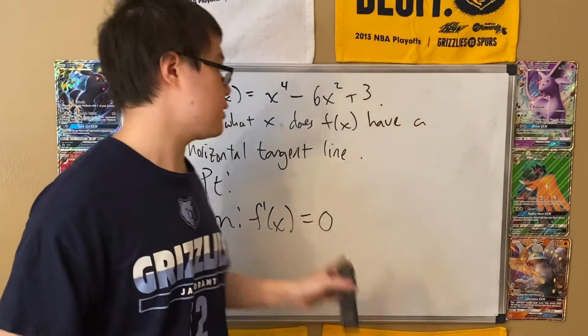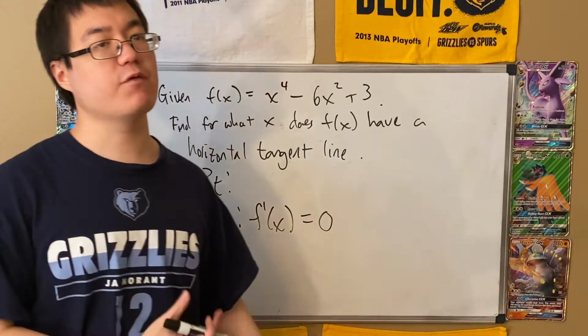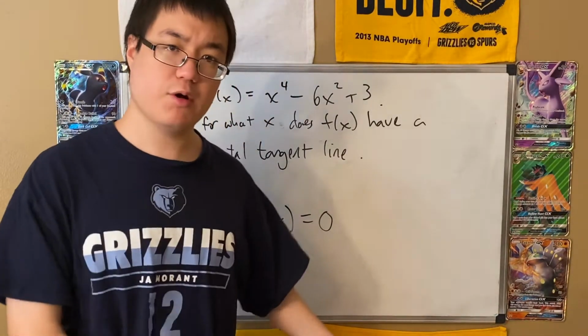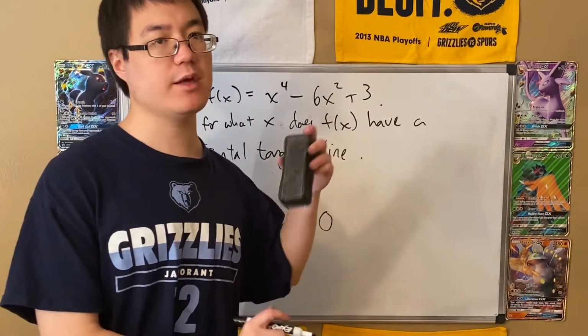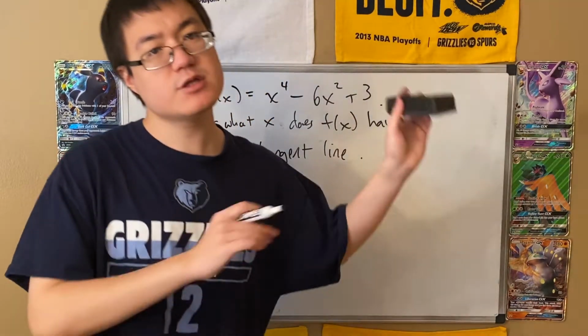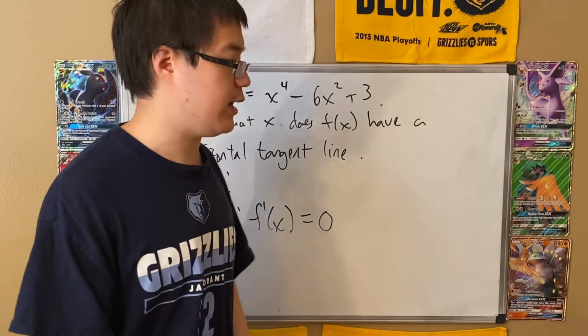Keep in mind that this is not the same thing as horizontal asymptote, which unfortunately shares the word horizontal. Horizontal asymptotes are by definition the limit as x goes to infinity or negative infinity. Check out our videos on asymptotes if you want help with that.